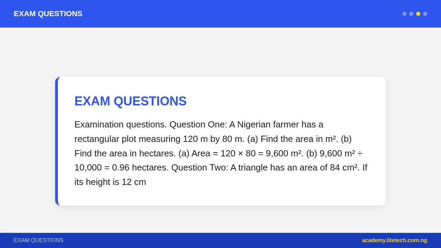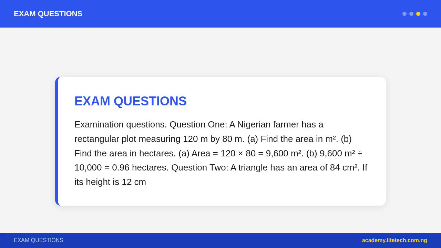Examination questions. Question 1. A Nigerian farmer has a rectangular plot measuring 120 m by 80 m. A. Find the area in square meters. B. Find the area in hectares. A. Area is equal to 120 times 80 equals 9,600 square meters. B. 9,600 square meters divided by 10,000 is equal to 0.96 hectares.